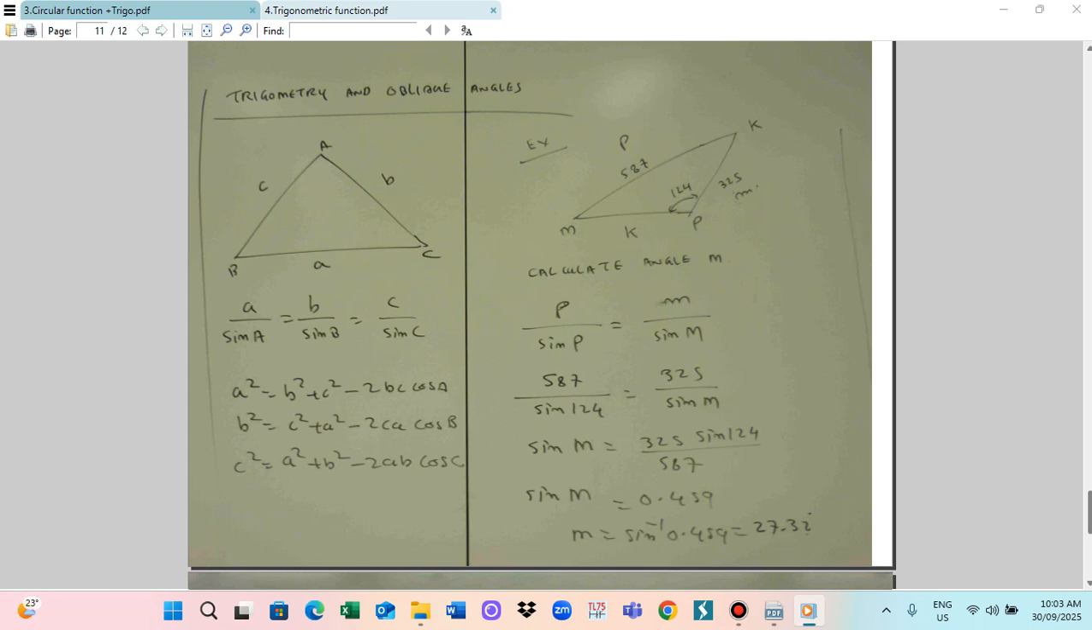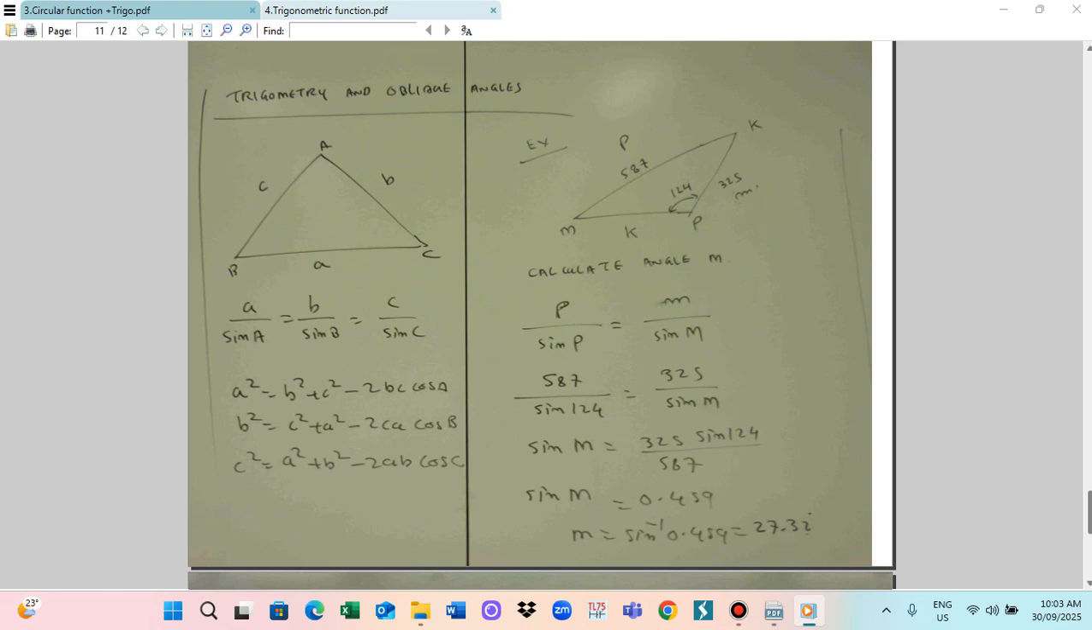So this is a problem. Triangle NKP is given. The length of side p is 587, so the p side is 587. The small n side is 325. We need to calculate the K side, and for that we need to calculate the angles, n.